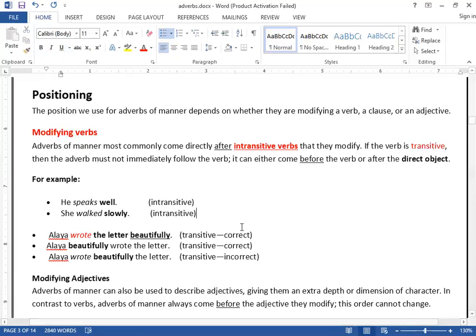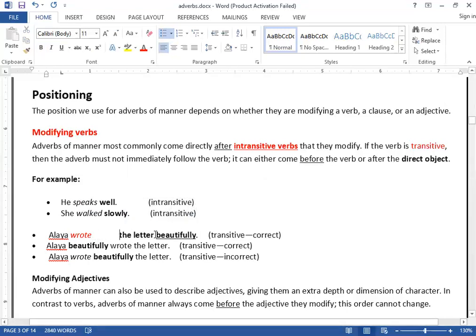The position will be after the object. Like, take the example, Alaya beautifully wrote the letter. Clear? Either you can use it, there are two ways. Look, two positions are here. You can use an adverb of manner with a transitive verb after an object or before the main verb. Look here in this example: Alaya wrote the letter. The letter is a direct object. See, it's an object.